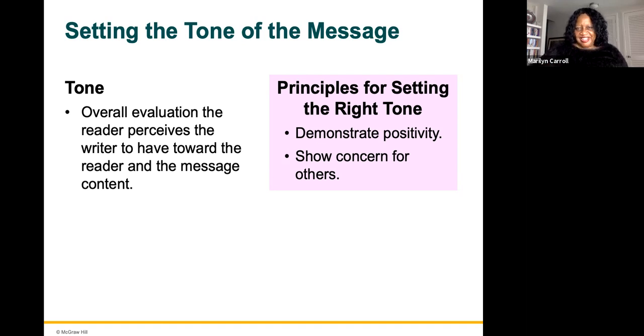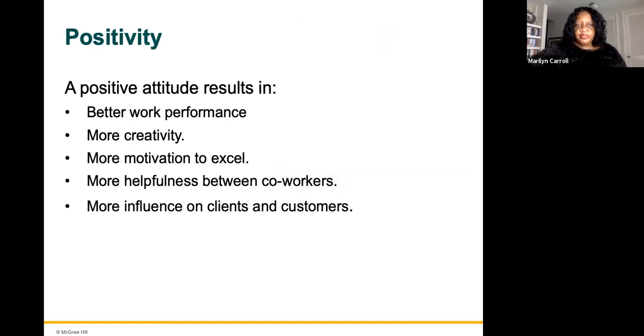All right. Principles for setting the right tone: demonstrate positivity and show concern for others. So positivity. A positive attitude results in better work performance, more creativity, more motivation to excel, more helpfulness between coworkers, and more influence on clients and customers.